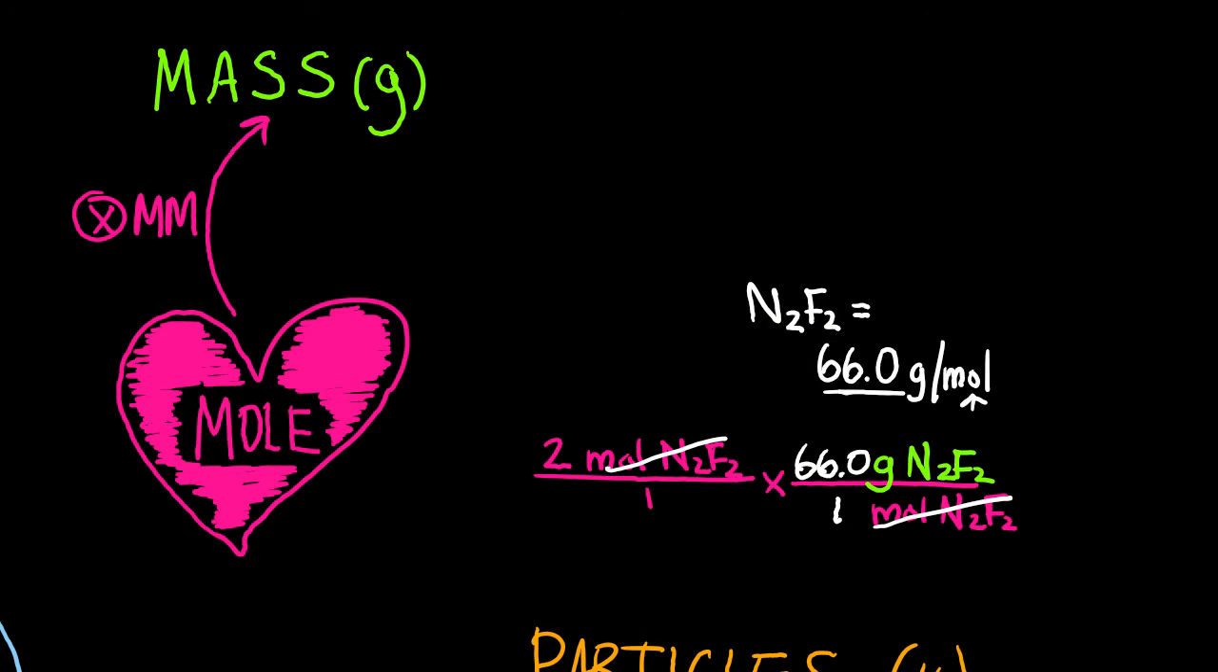Of course, the opposite, if you have grams of a particular compound and you want to find out how many moles of compound that is, then you need to divide by the molar mass. So if 1 mole of N2F2 has a mass of 66 grams, then 2 moles of N2F2 would have a mass of 2 times 66 grams.